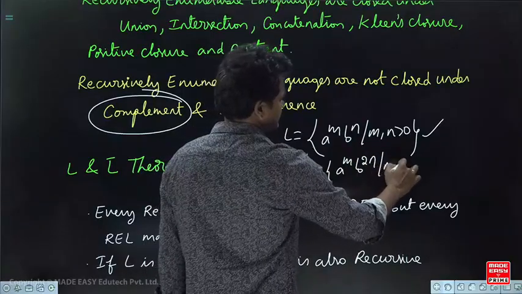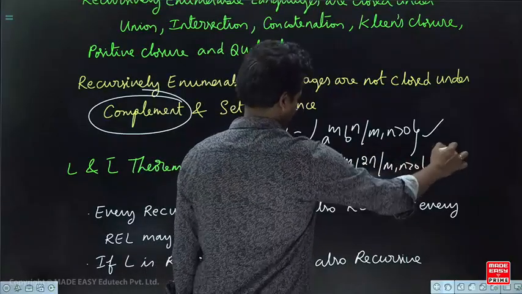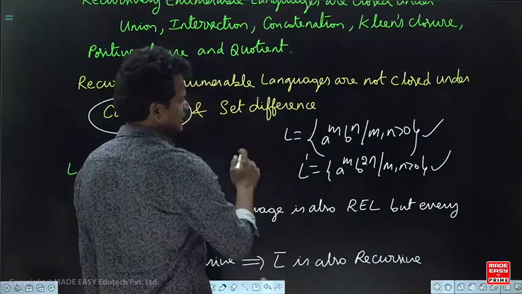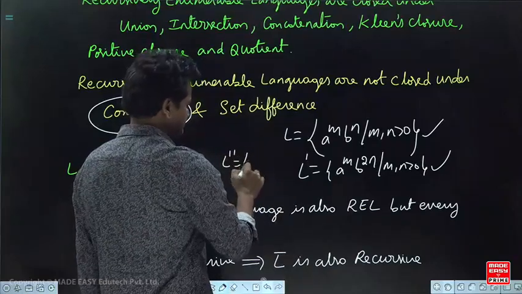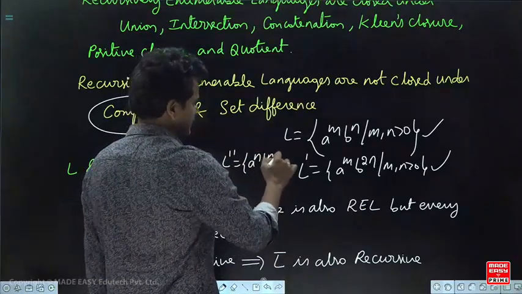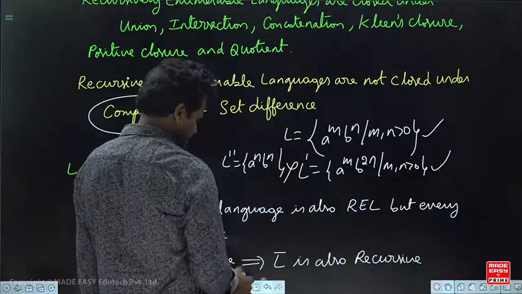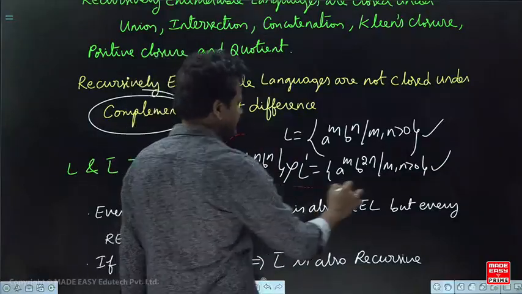So this is regular only. This is regular. L dash is a subset of L. But whereas L double dash, a^n b^n, this is not regular. So what does "not closed" mean?